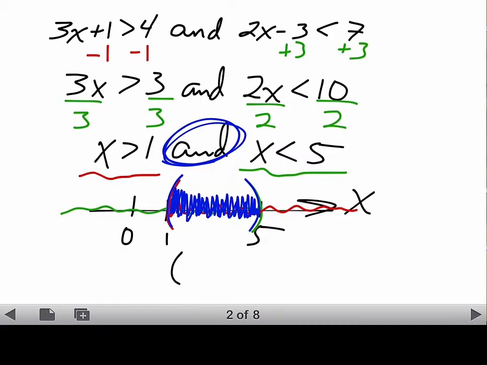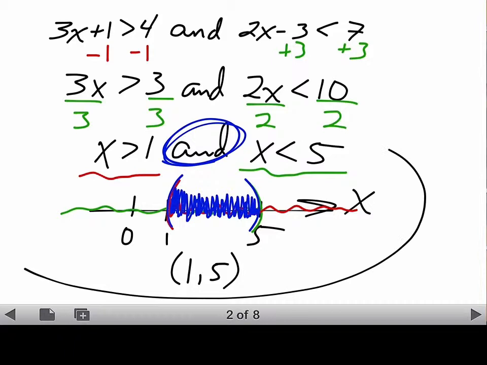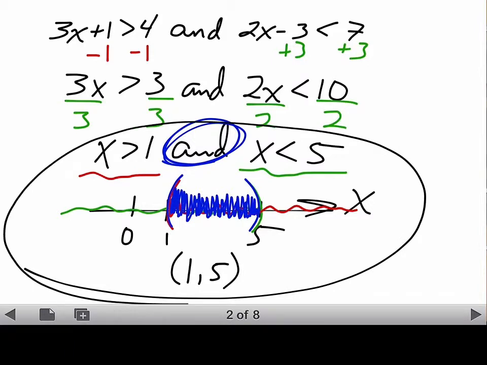Interval notation is going to be (1, 5) with parentheses all around, and the inequalities, the graph, and the interval notation constitute the complete solution to this compound inequality.